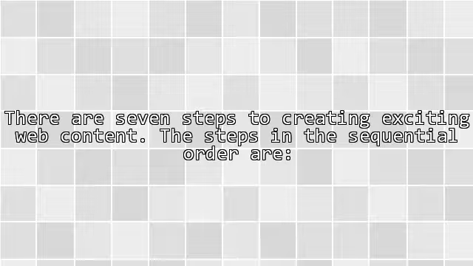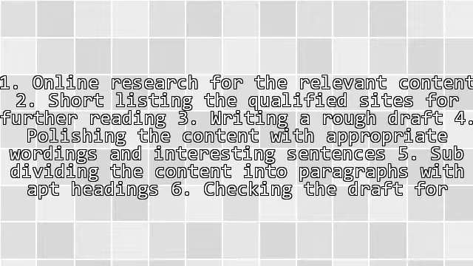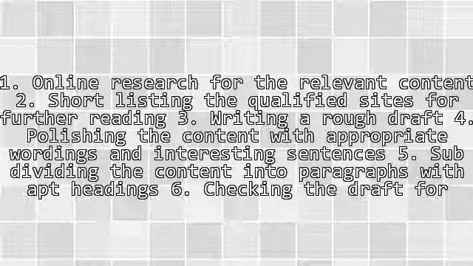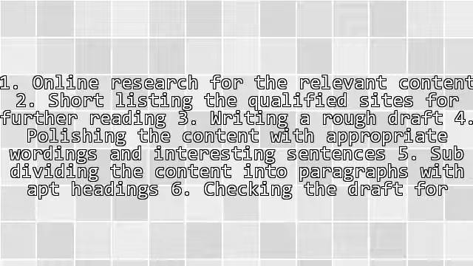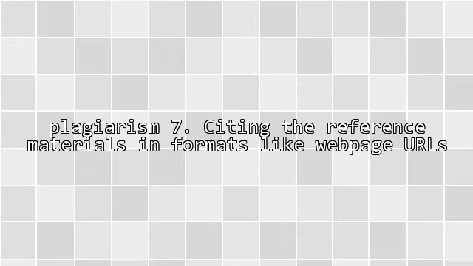Steps in creating exciting web content. There are 7 steps to creating exciting web content. The steps in sequential order are: 1. Online research for the relevant content. 2. Shortlisting the qualified sites for further writing. 3. Writing a rough draft. 4. Polishing the content with appropriate wordings and interesting sentences. 5. Subdividing the content into paragraphs with apt headings. 6. Checking the draft for plagiarism. 7. Citing the reference materials in formats like a URL.